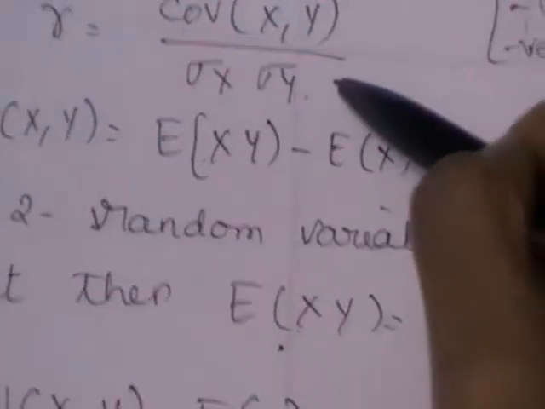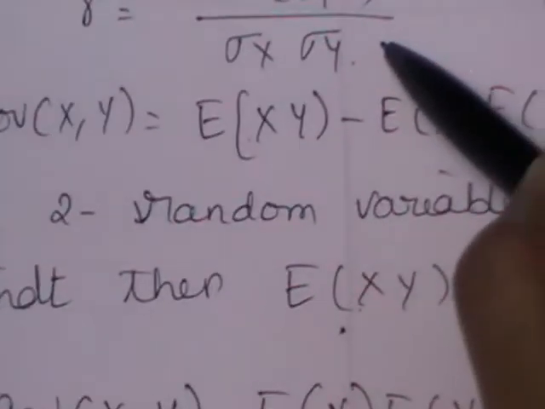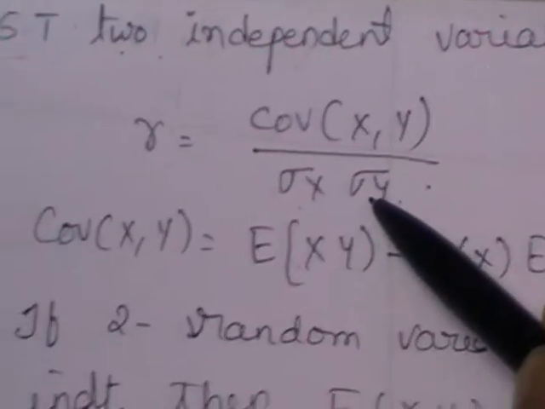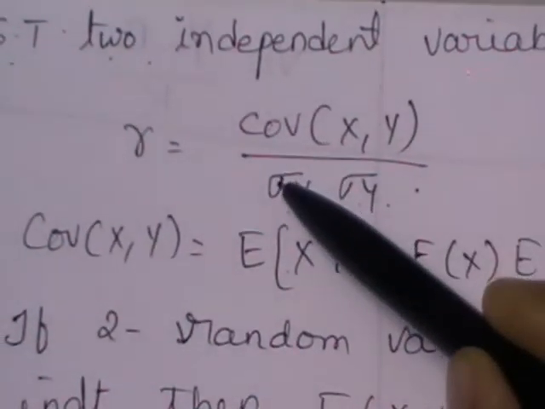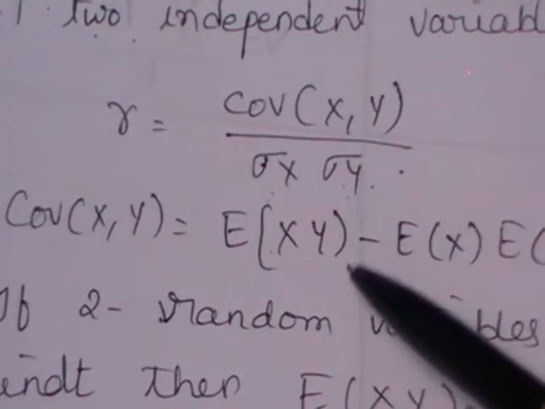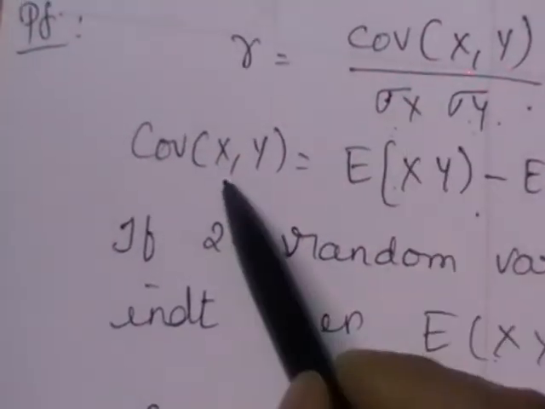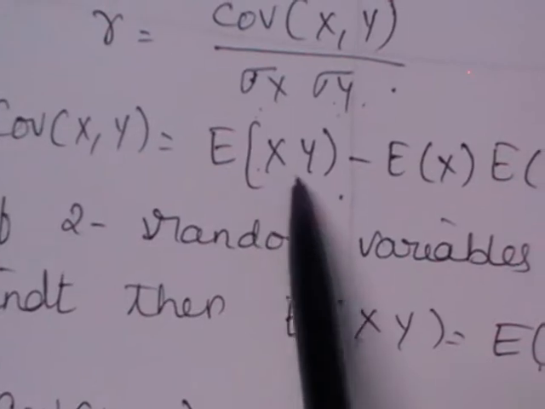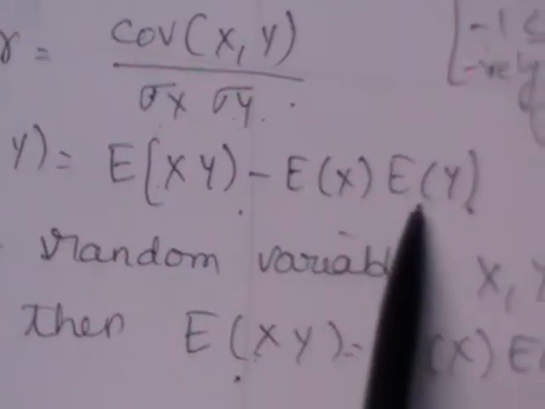So let us define R. What is the definition of R? It is covariance of x comma y by sigma x into sigma y. You know that this is the definition of R. Now let us take the definition for covariance of xy in terms of expectation, which is nothing but E of xy minus E of x into E of y.